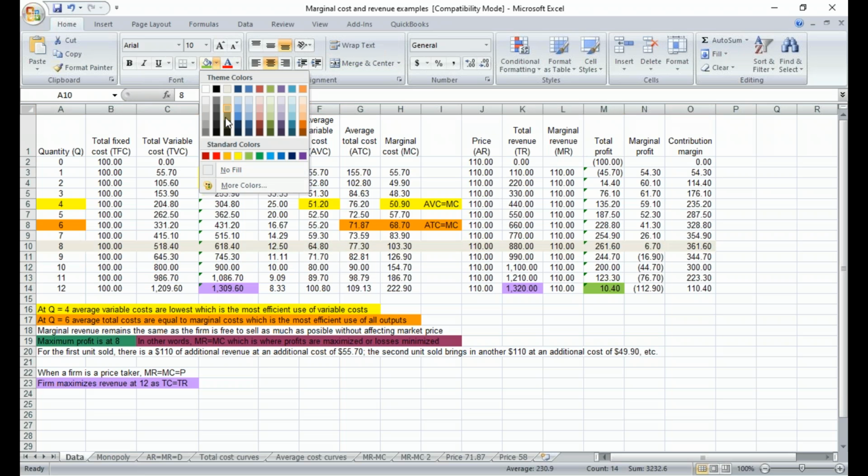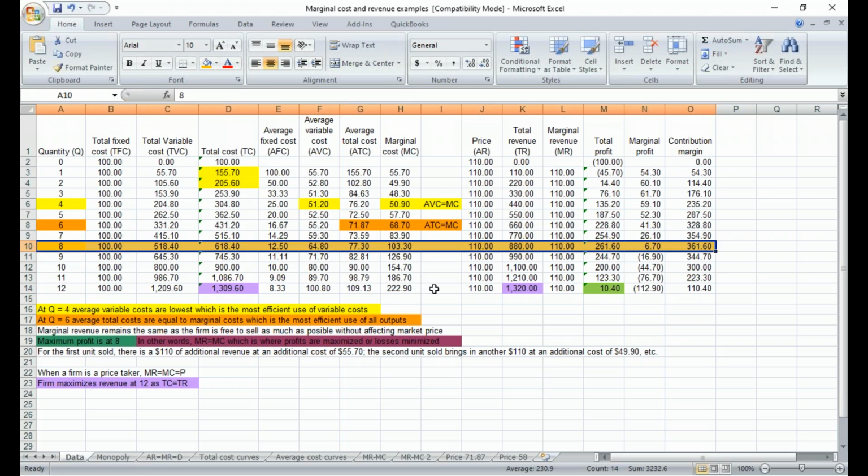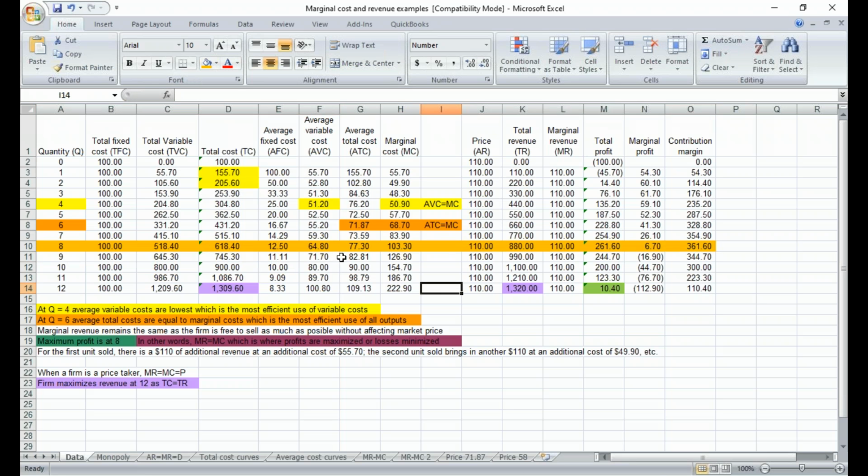Let me highlight this one in orange. Why was it the most profitable? Because that's where the costs were starting to pick up, but not too high. The most efficient would be 228.80 in profit. 261 is maximizing at 8. The costs are starting to come up at this point.